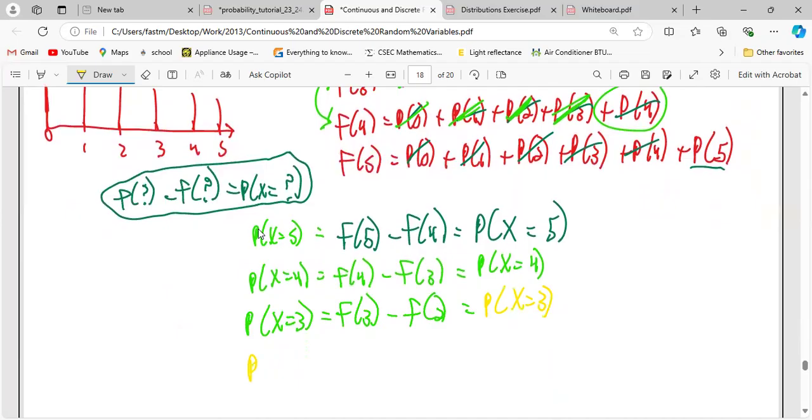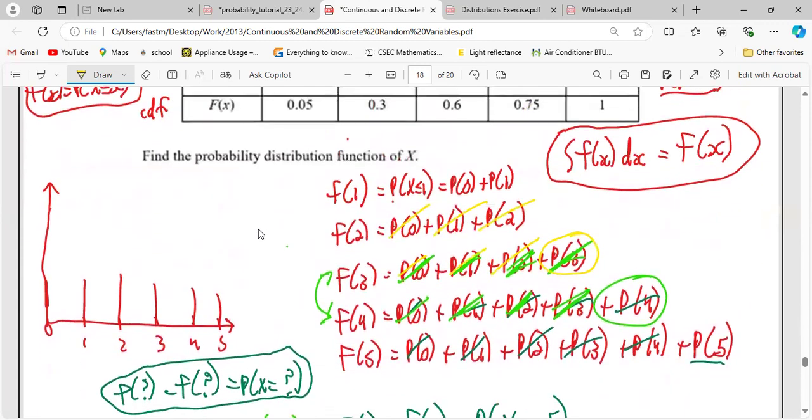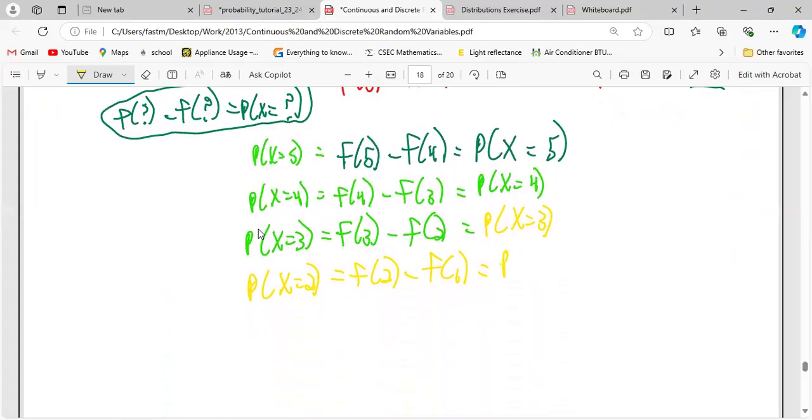Now, to continue the same pattern, x is equal to 2. It will be f of 2 subtract f of 1. So if I subtract 1 from 2, P0 will cancel with P0, P1 will cancel with P1, and I would just end up with P2 alone. And continue straight on. The last one will be f of 1 subtract f of 0. This will give you the probability x is equal to 1.